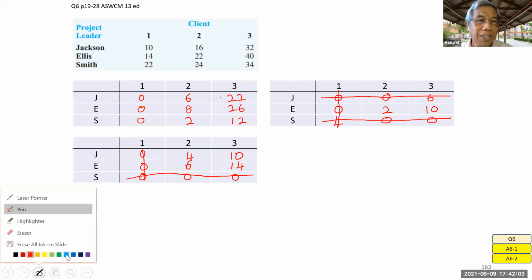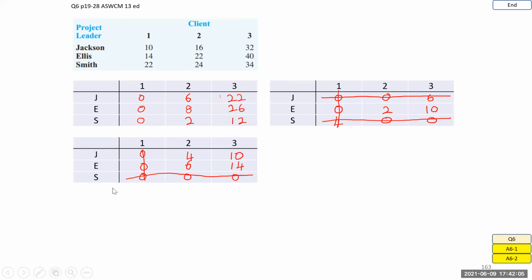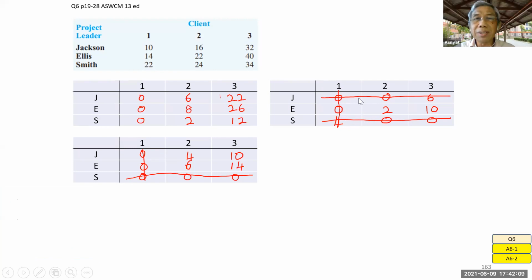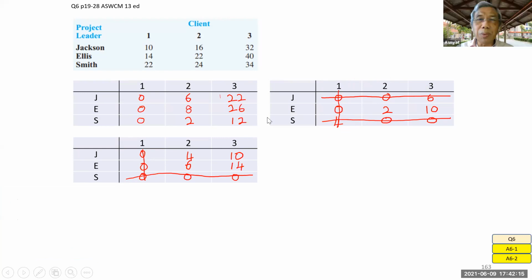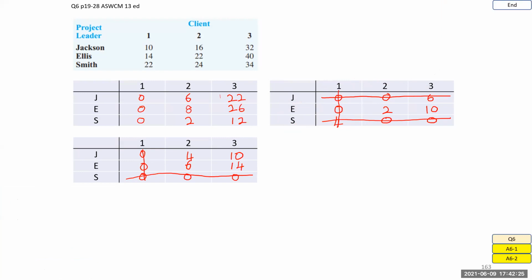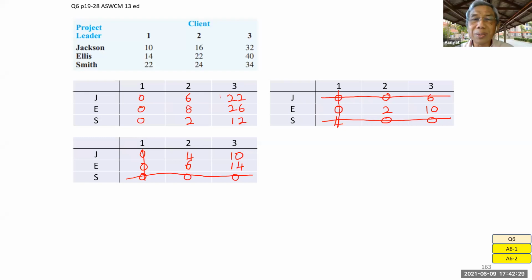Okay, is it optimal? How many lines do you have? 3 lines. How many columns do you have? 3. So the number of lines equals the number of rows or columns. So we reach optimality. Once optimal, what do we do? Start assigning. One person, one job.